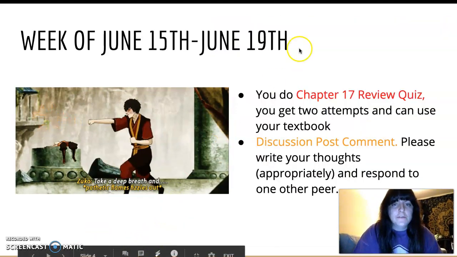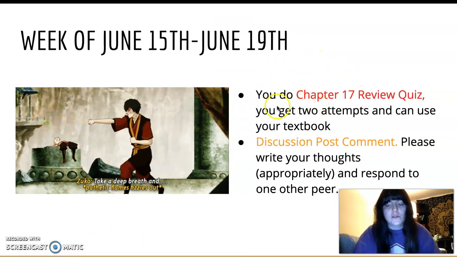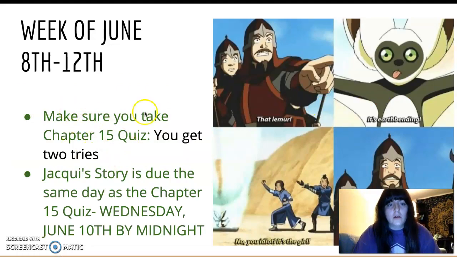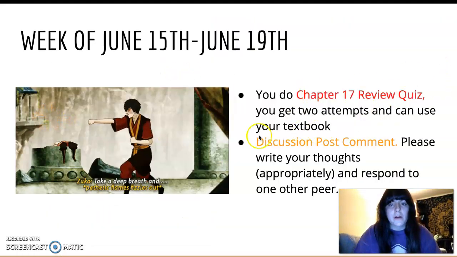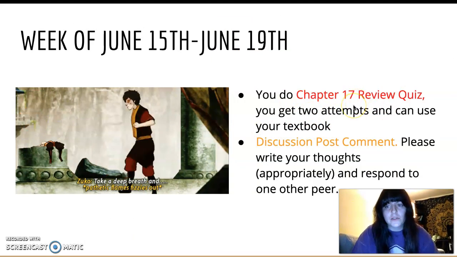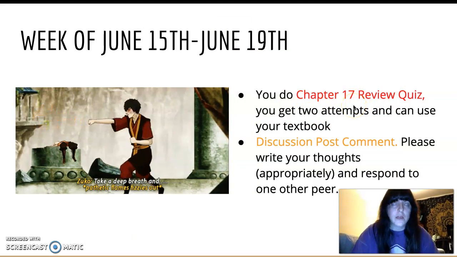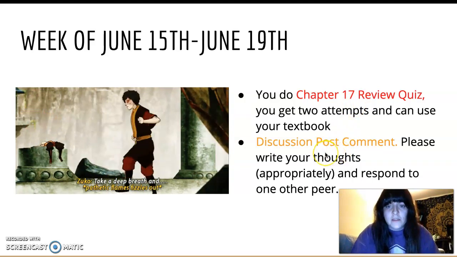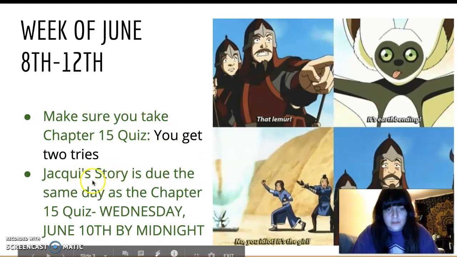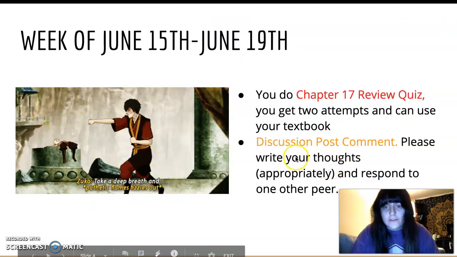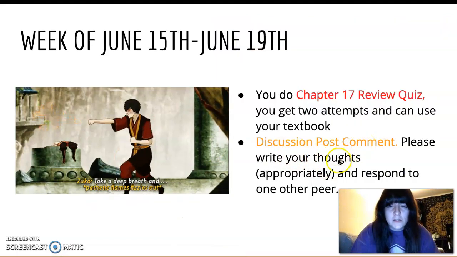For the week of June 15th through June 19th, okay, same thing. So instead of doing this whole thing on alcohol, now it's on marijuana. So you get 2 attempts for the Chapter 17 review quiz. Make sure that you use your notes that you've taken and the book that you've read. And then instead of an assignment, so instead of this Jockey's Story, you have a discussion post comment.